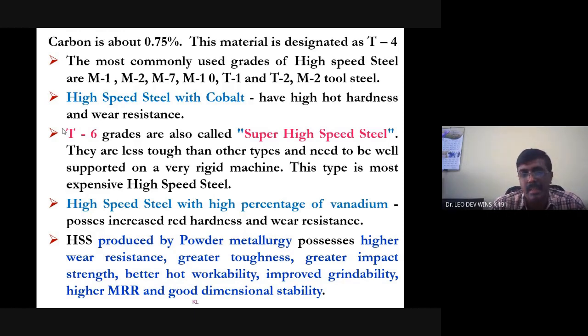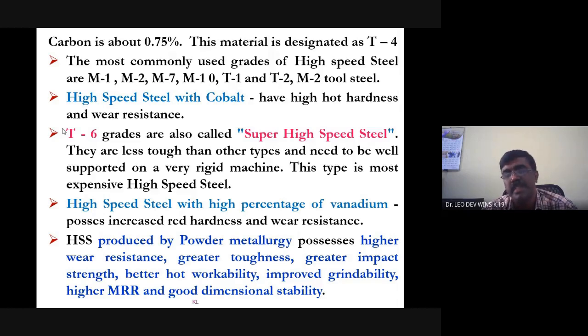So this particular grade, T6 or super high speed steel, has very high hardness but less toughness compared to the other grades of steel. Okay, high speed steel with a high percentage of vanadium. The vanadium is added mainly to increase the hot hardness or red hardness and wear resistance. So according to our requirement, we can prefer a particular type of high speed steel, whether it may be T6 grade or the one with the maximum amount of vanadium, so that we can achieve the required property.